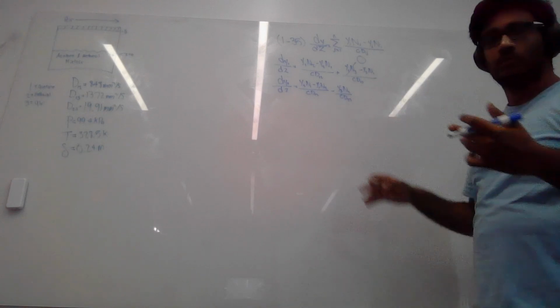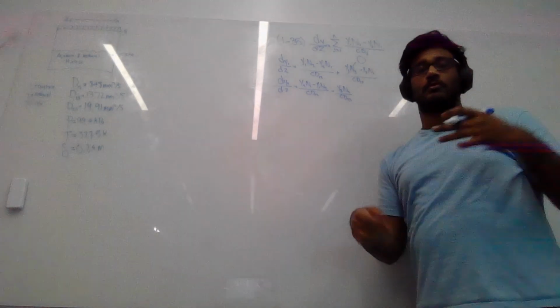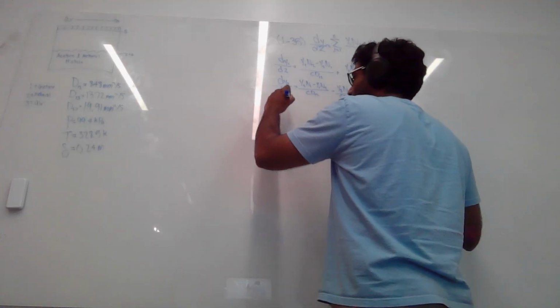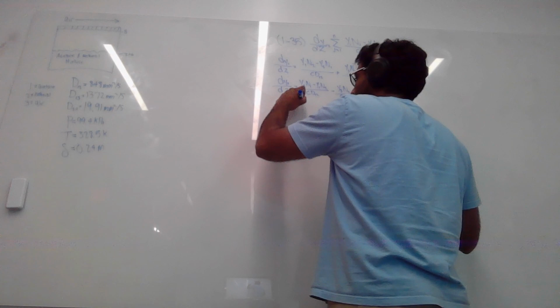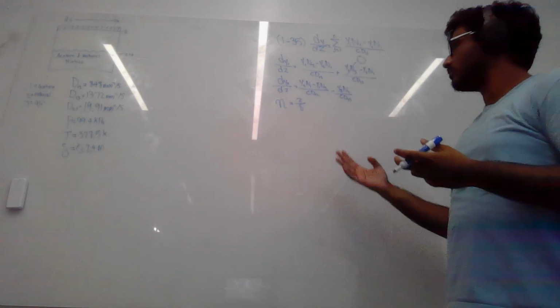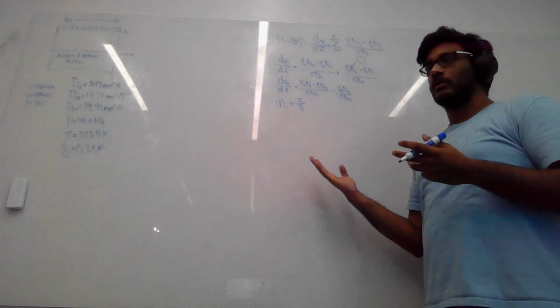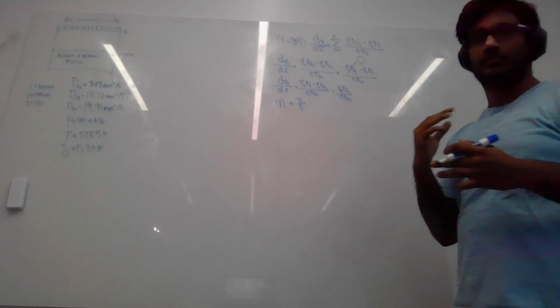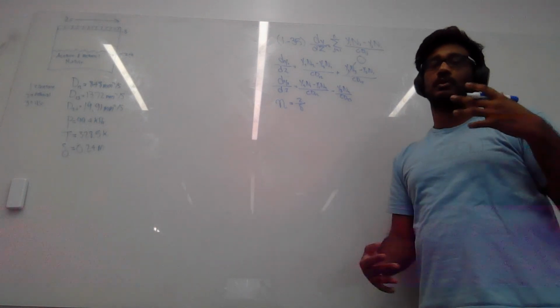But for now, what we're going to do is introduce a new variable called eta. And so eta is going to be equal to z over delta. And what eta is, it's a unitless variable, and it ranges from 0 to 1, which is definitely easier to work with compared to 0 to 0.24.